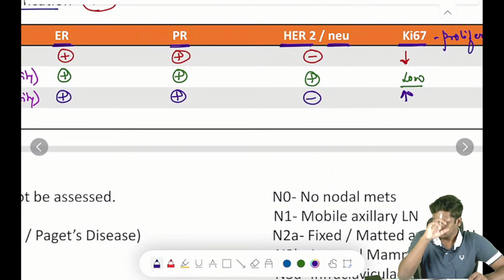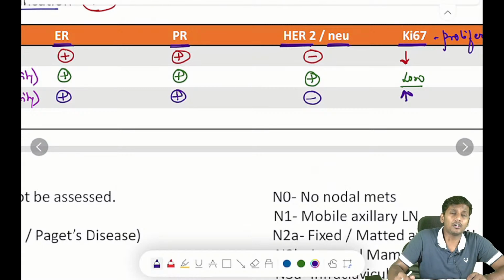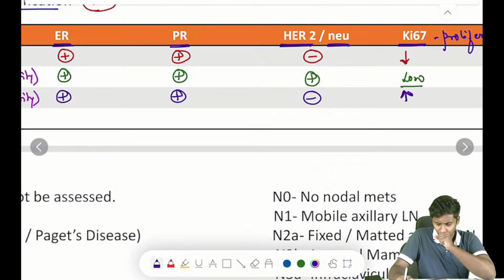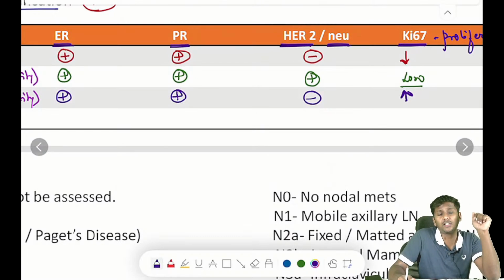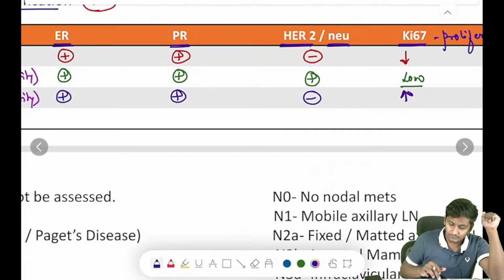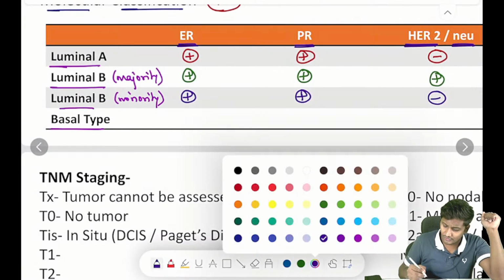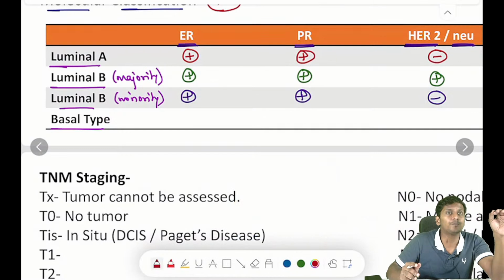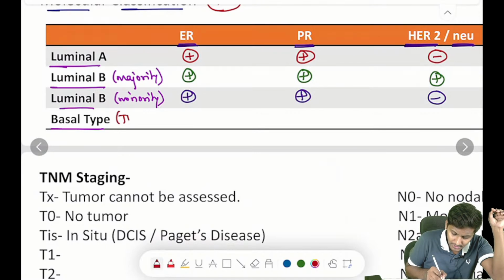So remember, in this the proliferation marker activity is high. Therefore, minority cases of luminal B are considered as ER positive, PR positive, HER2 new negative, and their activity of the Ki-67 will be high. The last one you have to remember is the basal type of breast cancer. In basal type of breast cancer, please remember it is a triple negative breast cancer, TNBC. That is a triple negative breast cancer.